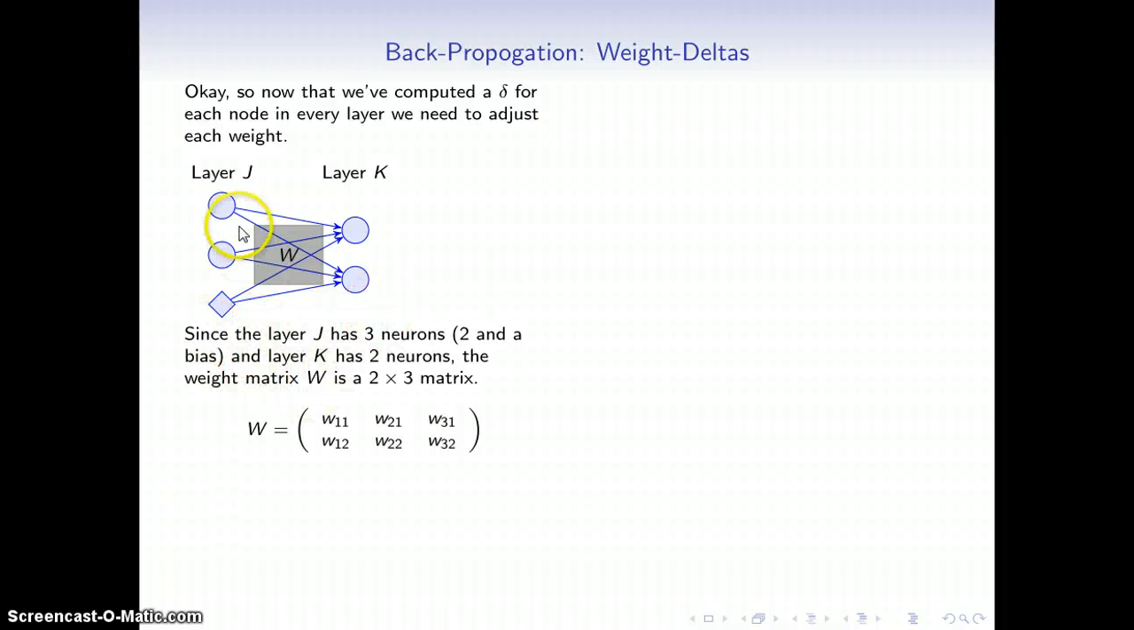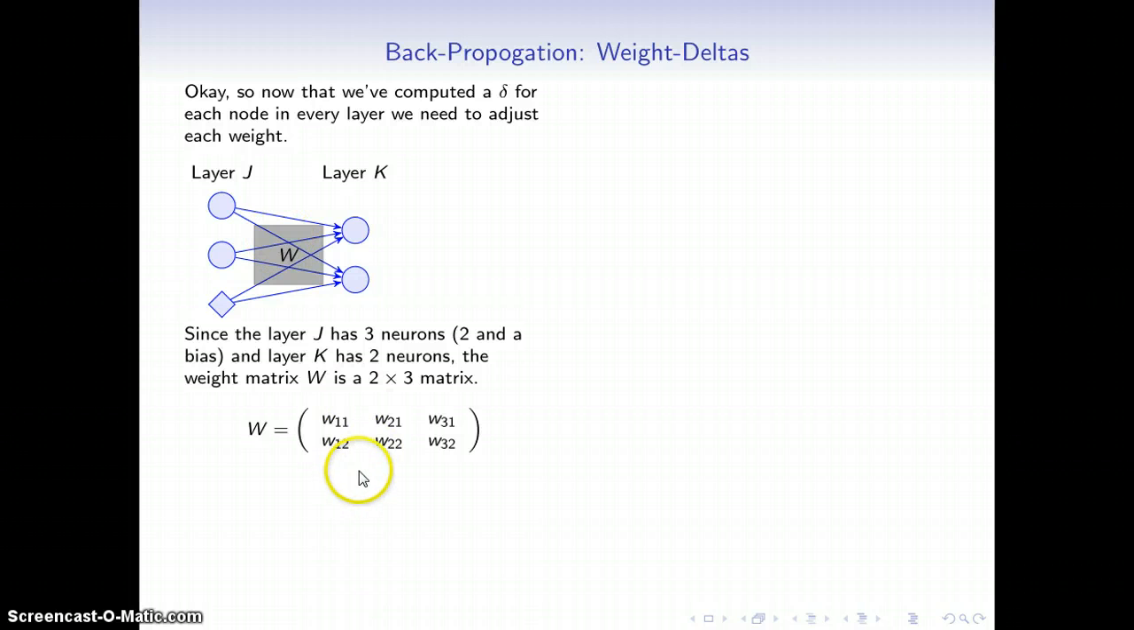So since layer J has 3 neurons, 2 actual neurons and a bias neuron, and layer K has 2, the weight matrix W is 2 by 3 and looks like this, right? I have the weight from 1 to 1, the weight from 2 to 1, the weight from 3 to 1. Those all link to this first neuron. Those would all be multiplied by the column vector, which is these values right here, to get all of this input over here. So, et cetera.